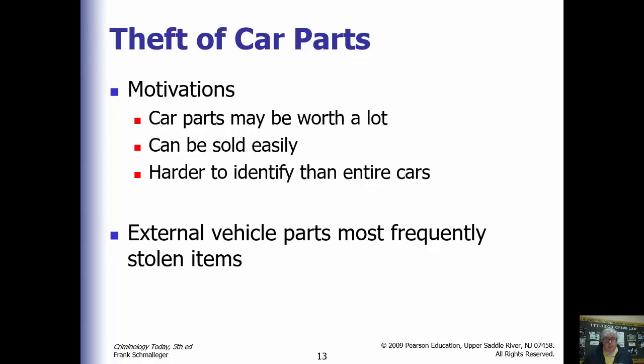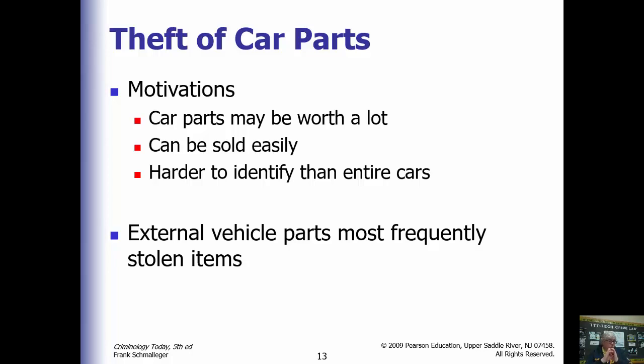Parts are easy to sell. Parts are harder to identify than entire cars. Now, if I take four wheels off of a car, there's probably not one of those VIN numbers on the wheels, especially if they're aftermarket. And this is another thing that gets stolen really frequently. Like I said, external parts are the most frequently stolen items. You put some nice wheels, nice rims on your car, and somebody else likes them too, you might walk out and find your car up on cinder blocks the next morning.